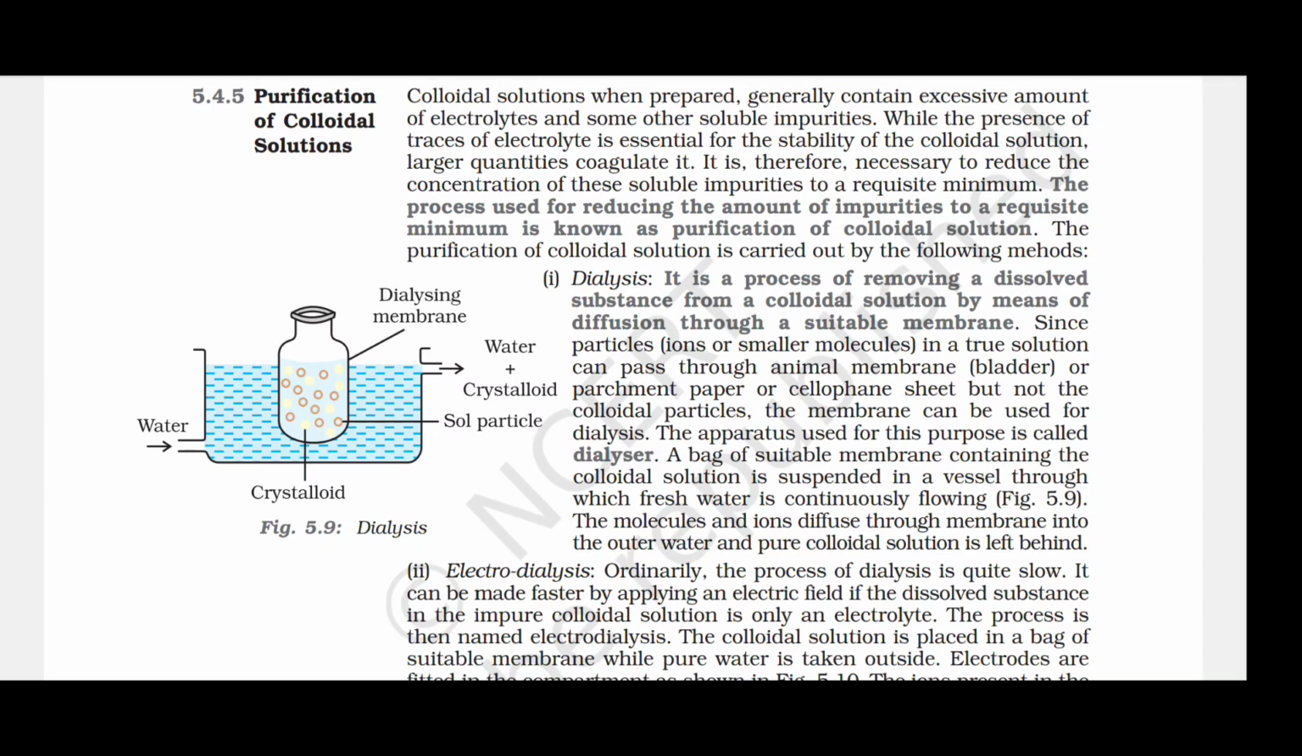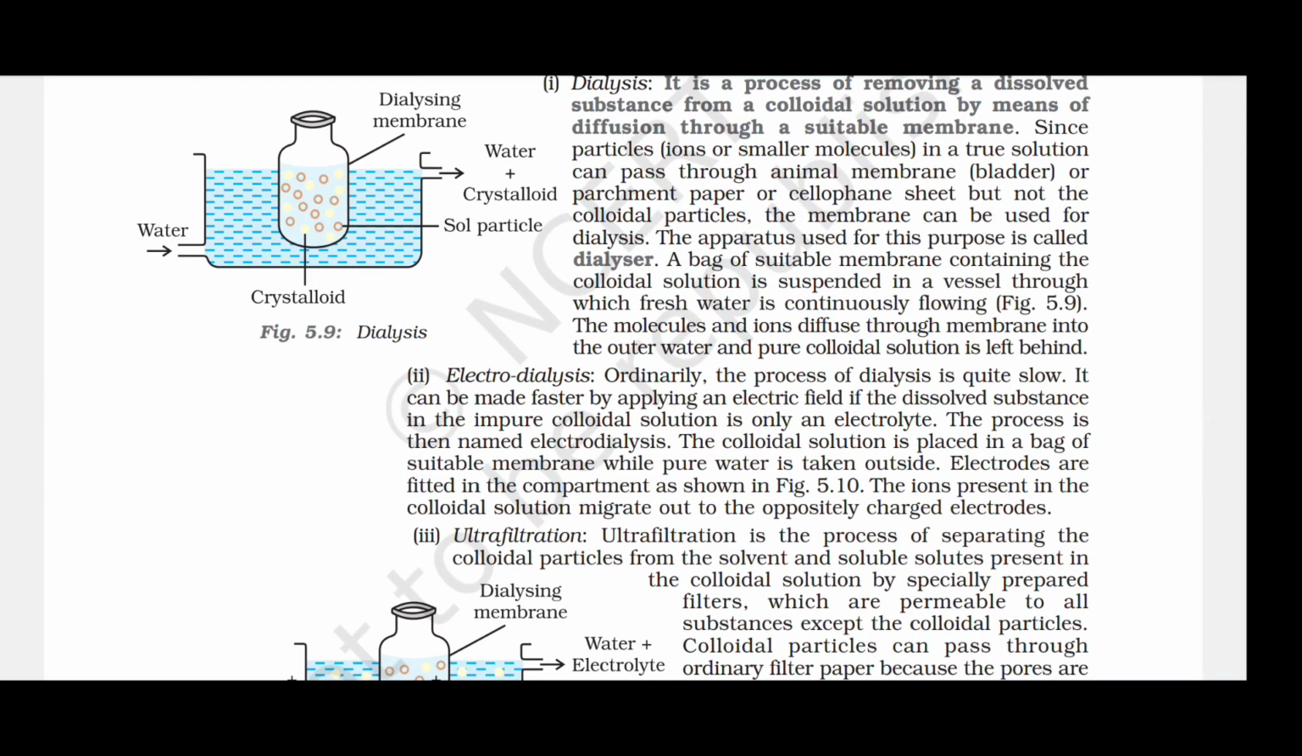Second, electrodialysis. Ordinarily, the process of dialysis is quite slow. It can be made faster by applying an electric field if the dissolved substance in the impure colloidal solution is only an electrolyte. The process is then named electrodialysis. The colloidal solution is placed in a bag of suitable membrane while pure water is taken outside. Electrodes are fitted in the compartment as shown in figure 5.10. The ions present in the colloidal solution migrate out to the oppositely charged electrodes.